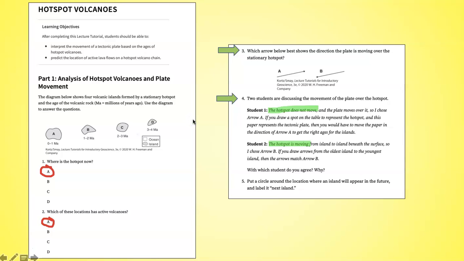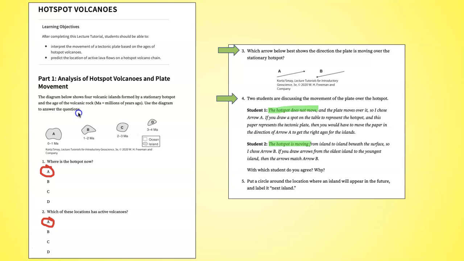Student 2 says, no, the hotspot's moving from island to island, so I choose arrow B. So that means that here the hotspot was erupting 3 to 4 million years ago, and then 2 to 3 million years ago, then 1 to 2, and then the present. So this student says that things are moving to the left like B.